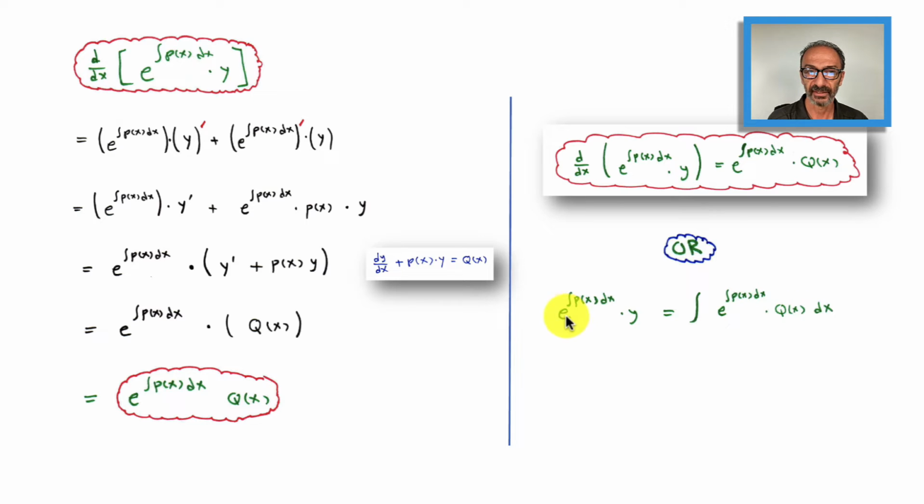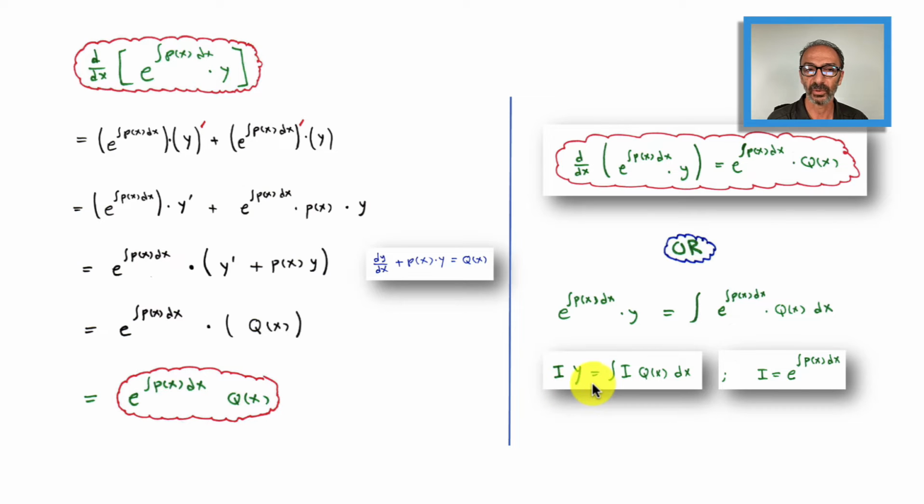In short, kind of lengthy to keep saying e to the power integral of p of x dx, we're going to call it I. So this is going to be called I, this is going to be called I, and I times y equals the integral of I times q of x dx, where I is e to the power integral of p of x dx. And that's mainly the whole idea about this section. The only thing is you need to practice and you need some skills of trig integration from calculus 2. This is my second example, but I'll keep adding more examples as we go.